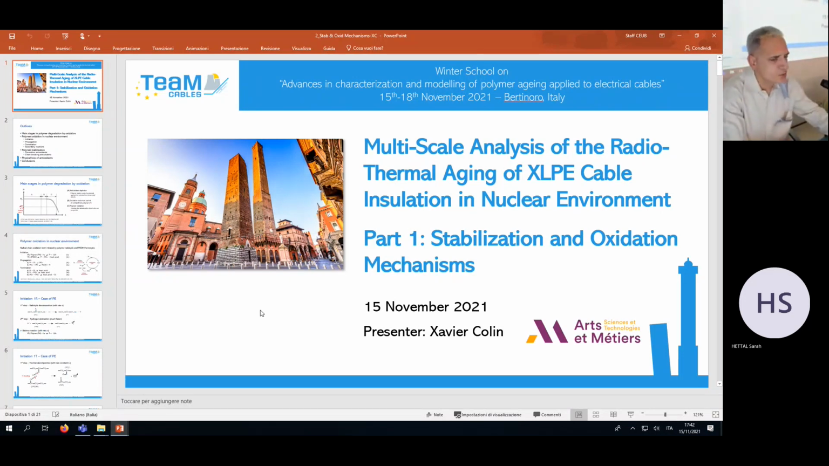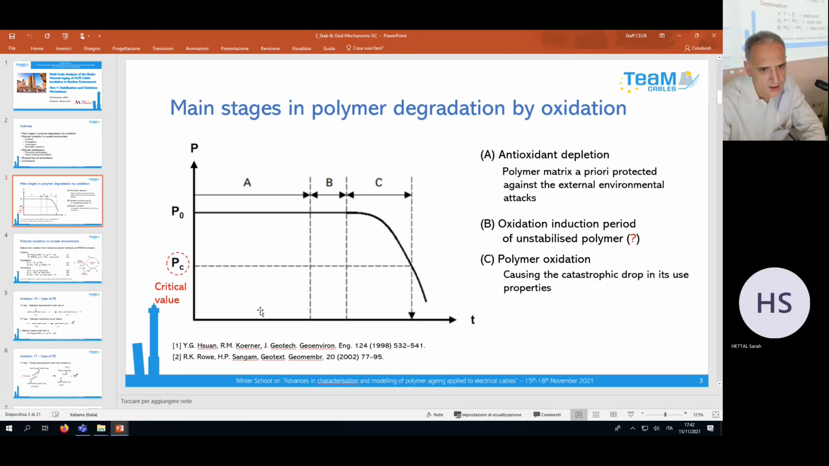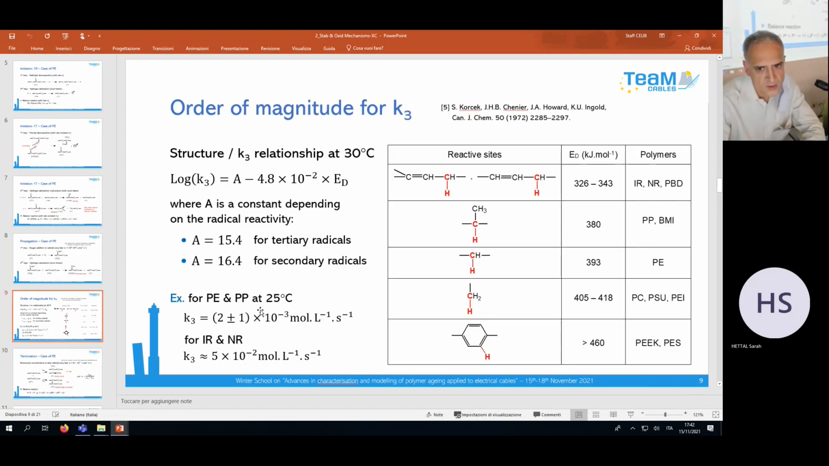If you have questions, can you go to the slide where you presented the dissociation energy? This one? Yeah, this one. Maybe I haven't listened very well, but the higher the dissociation energy, the easier is the oxidation, or vice versa? No, the higher is the dissociation energy, the lower is the rate constant. So you reduce the rate of the propagation of oxidation.